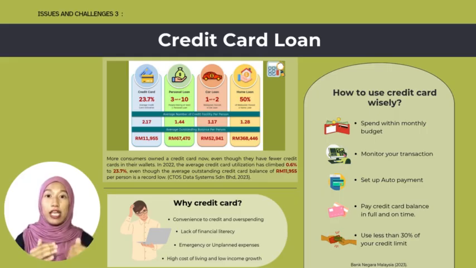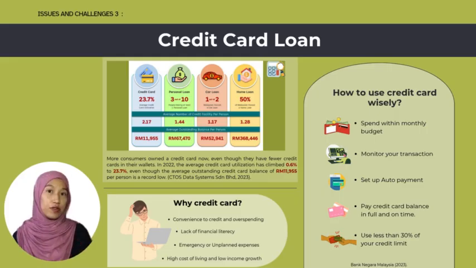To tackle these issues, it's important to understand how to use credit cards wisely. Individuals should take simple steps to maintain their financial control.